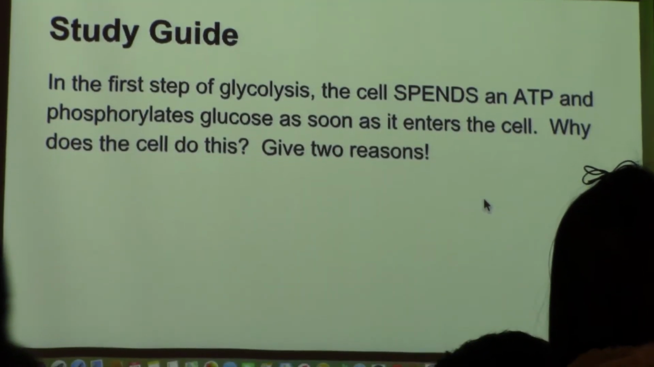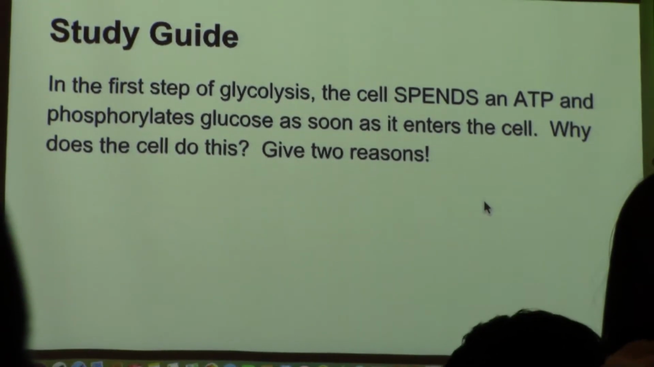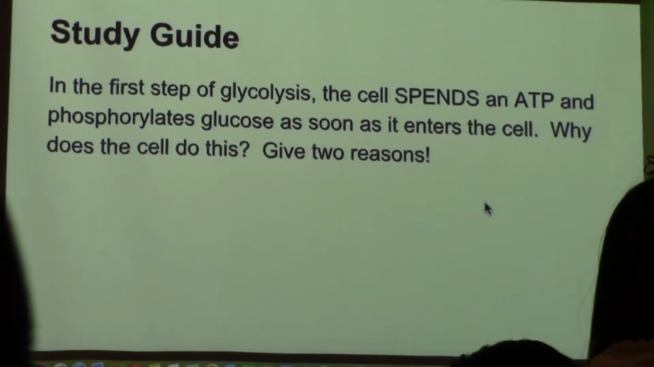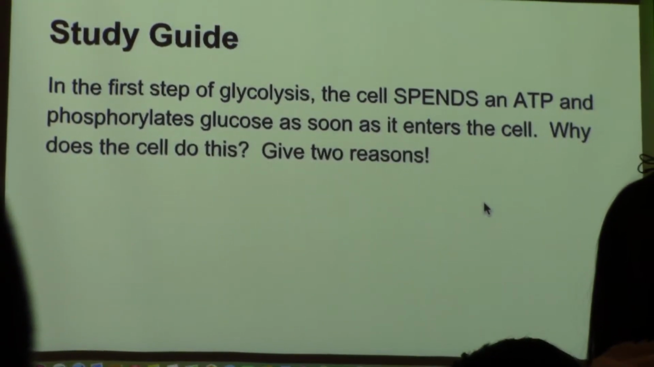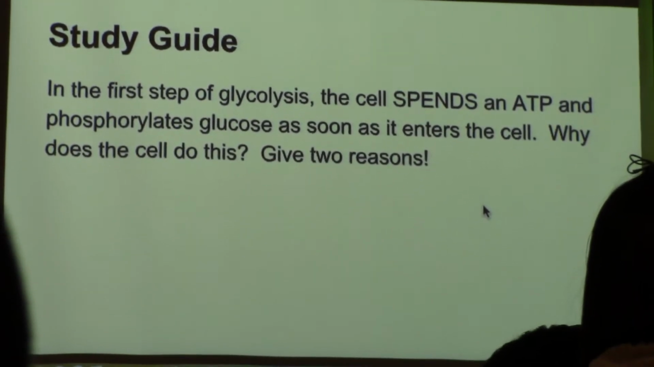We talked about this. In the first step of glycolysis, the cell spends an ATP and phosphorylates glucose as soon as it enters the cell. Why does the cell do this? Give 2 reasons. And I gave you 3, right? Yes. So we'll do 3 on a test. I'd only ask you to do 2.